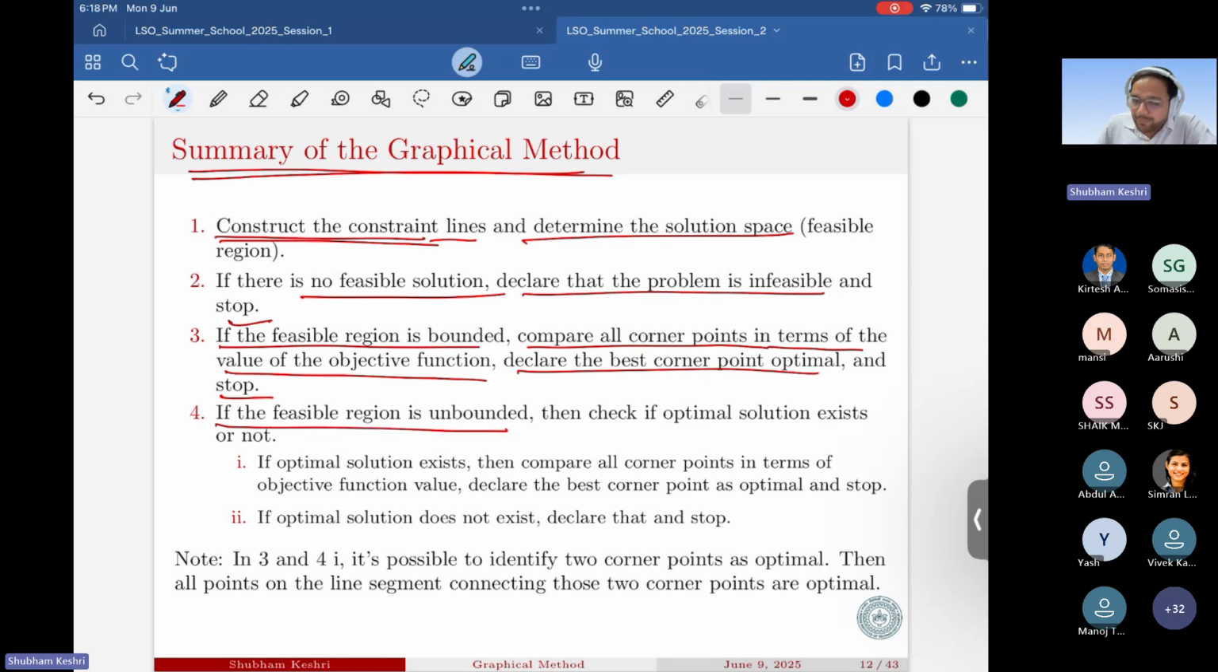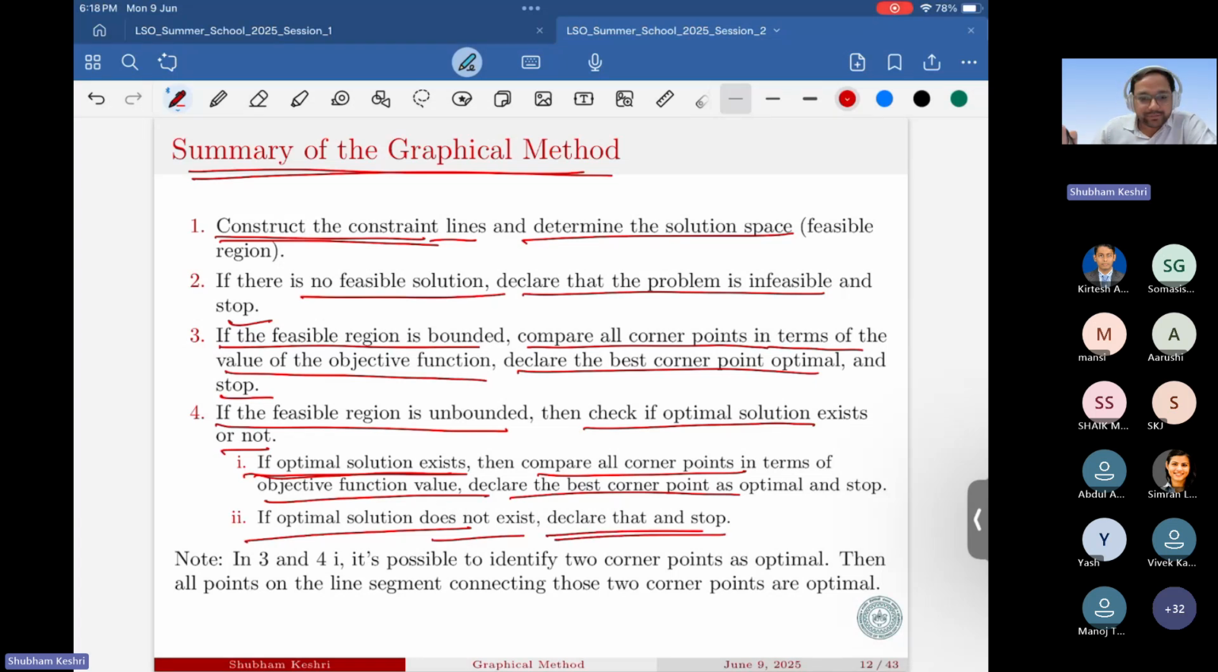If the feasible region is unbounded, then you have two cases. If the optimal solution exists, compare the corner points, whichever has the best corner point, declare it to be optimal. If the optimal solution does not exist, declare that and stop. So we have an algorithm which checks one by one for all the cases, and you will always have one or the other. You will conclude with one or the other: an infeasible solution, an optimal solution, or an unbounded solution. Okay. So these are the steps of the graphical method.